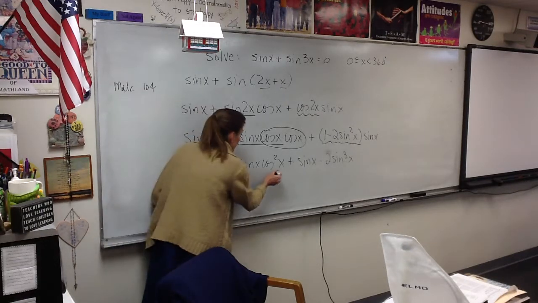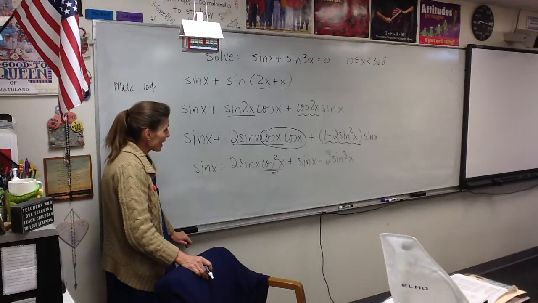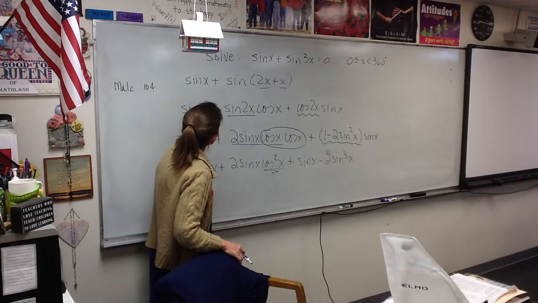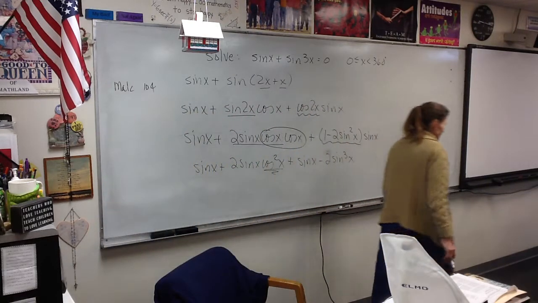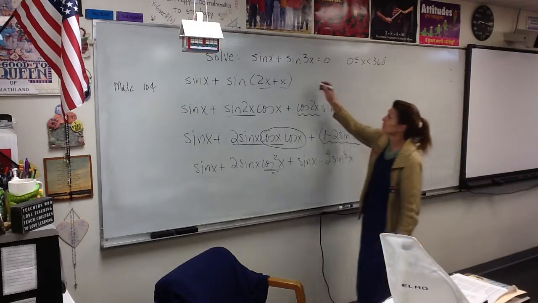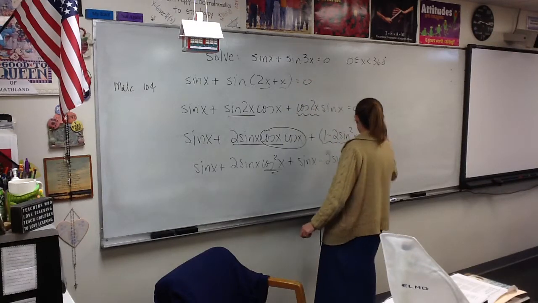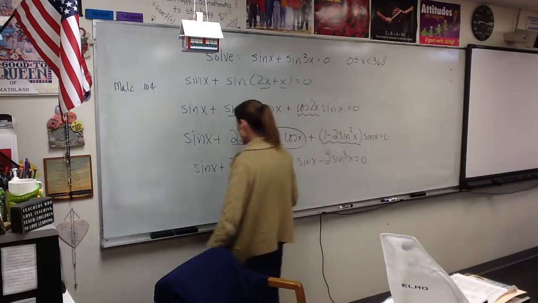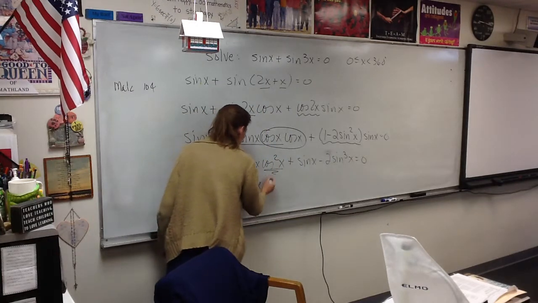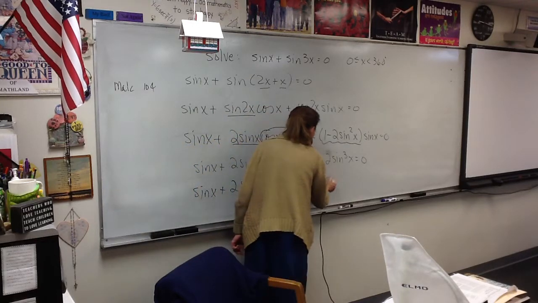This is a problem, right? What can we do with that? What do I do with cosine squared? Replace it with 1 minus sine squared.